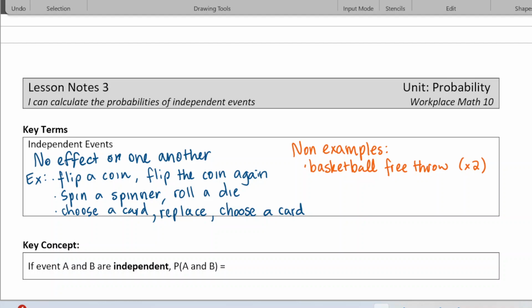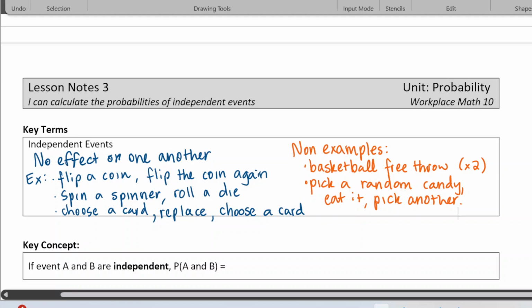Okay, let's say I'm picking random candies from a bag. And then I eat it. And then I pick another candy. The first pick will impact the second pick because I've eaten a candy now. So it's changed the number of candies in the bag. So it's going to change the probability. So those are non-examples. We're not going to deal with those today. We're only going to deal with independent events today.